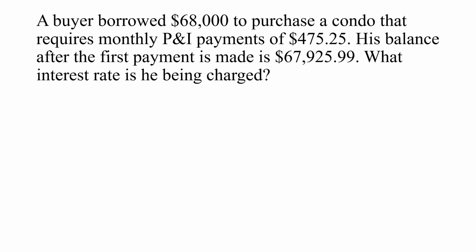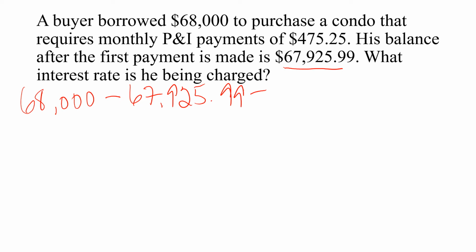A buyer borrowed $68,000 to purchase a condo that requires monthly P&I payments of $475.25. His balance after the first payment is made is $67,925.99. What interest rate is he being charged? Okay, well, let's figure out what he paid in principal. So 68,000 minus 67,925.99 equals his principal payment of $74.11.